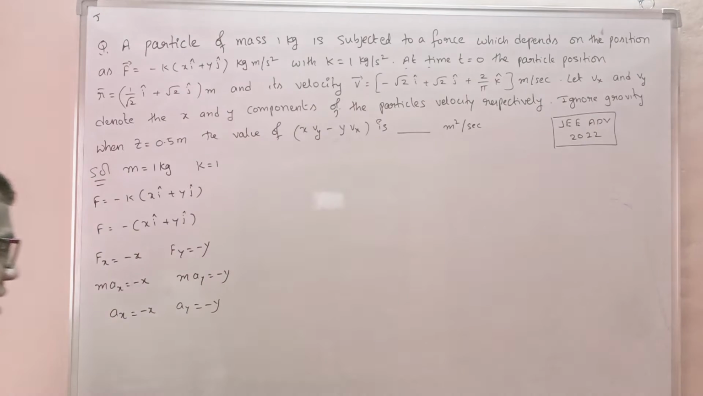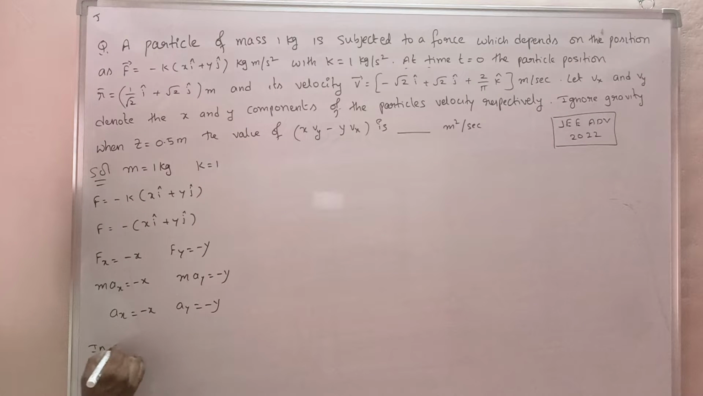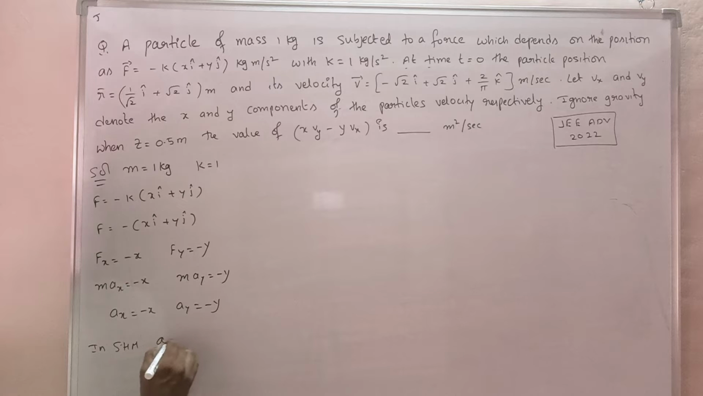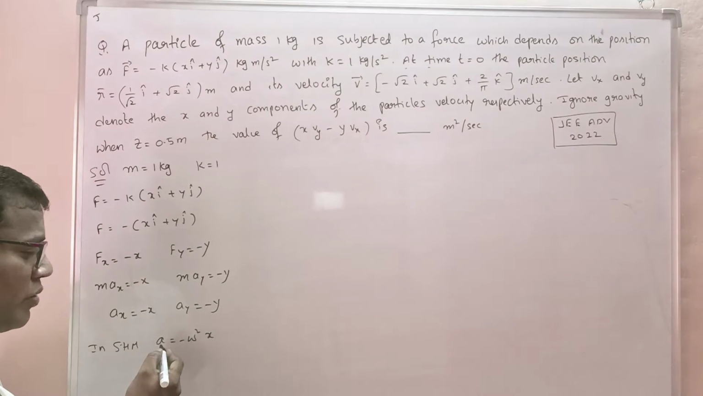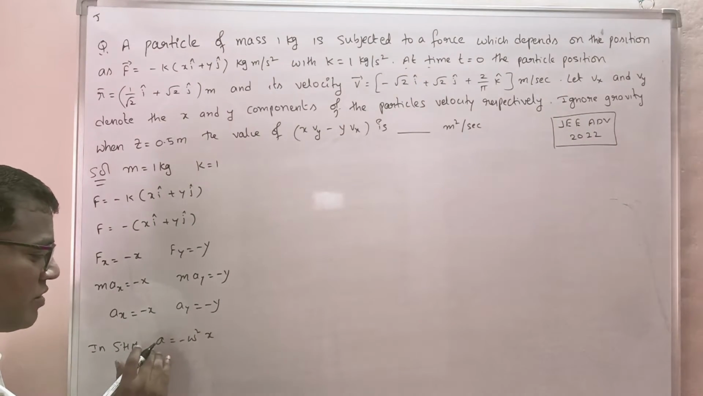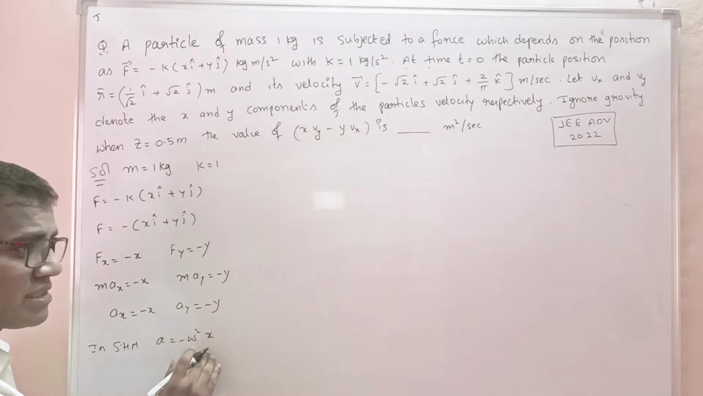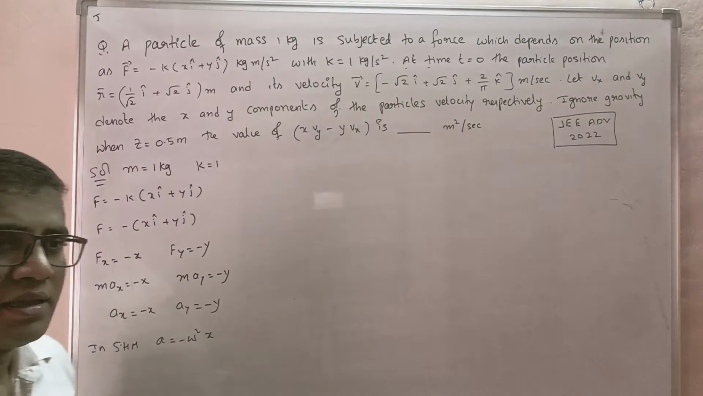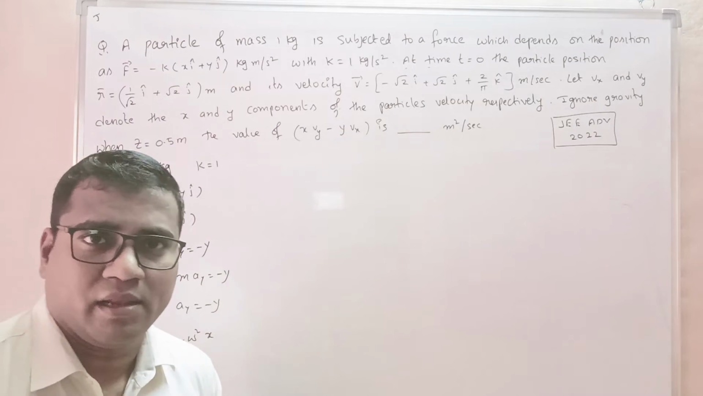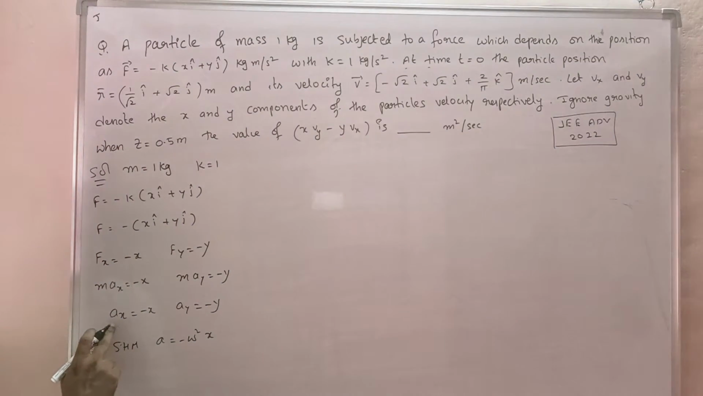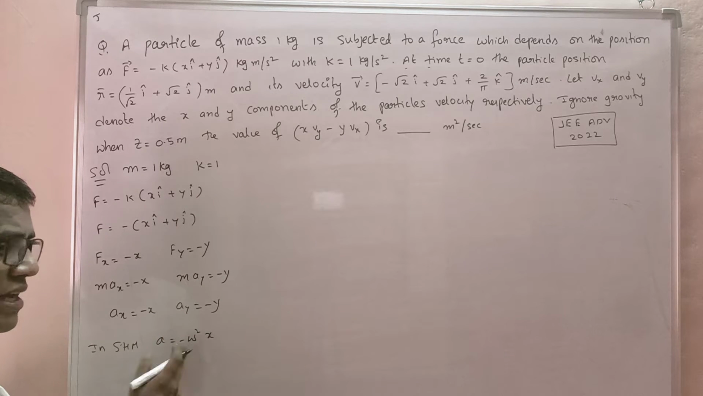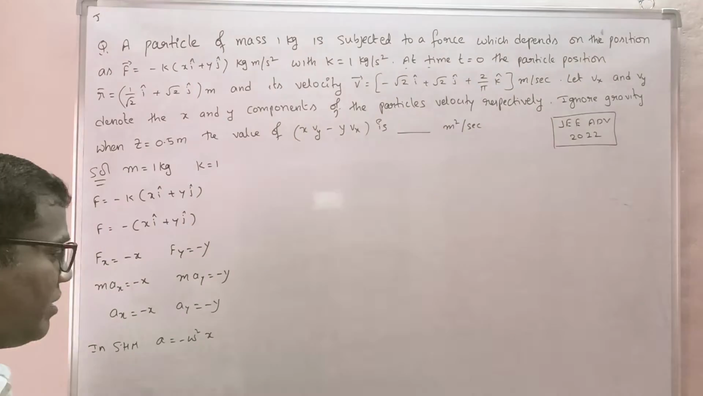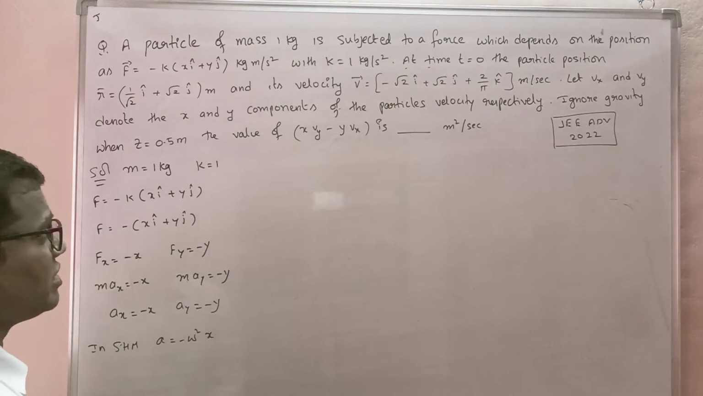We know in SHM the condition is a = -ω²x. If we can express any expression in the form a = -ω²x, the motion of the particle is in SHM. So here also the same: ax = -x and ay = -y. Omega is equal to 1, we can consider ω = 1. So this particle comes under SHM.